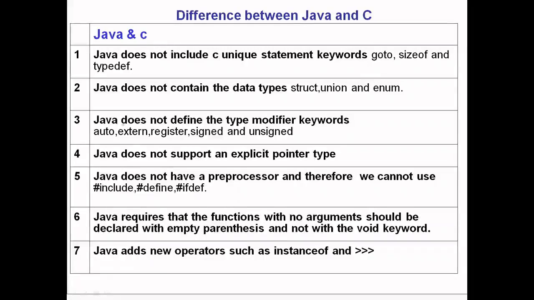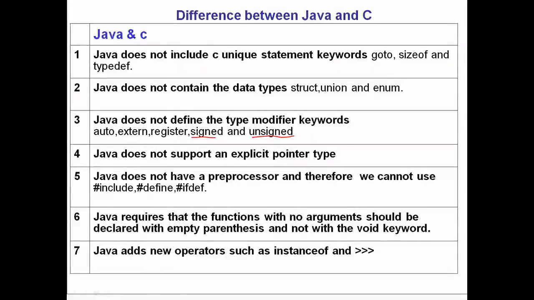The next difference is Java does not define the type modifier keywords like auto, extern, register, signed, and unsigned. Even those keywords are not part of Java. You might have used some of those keywords in C programming language. You might have used signed and unsigned.